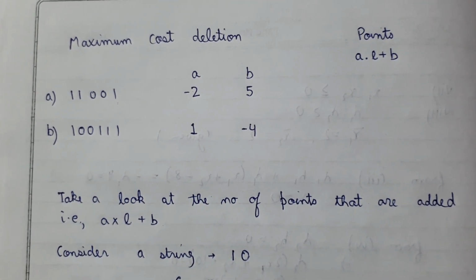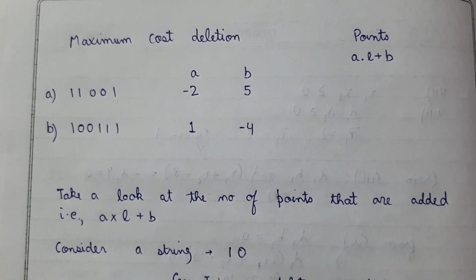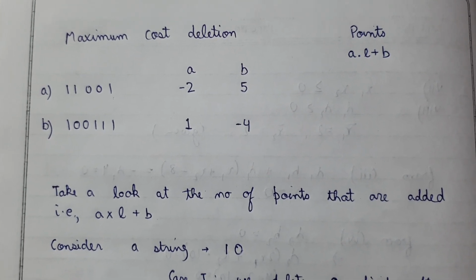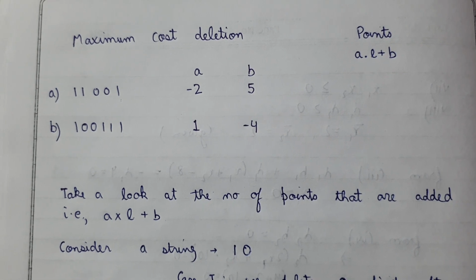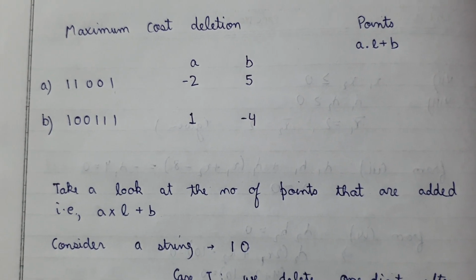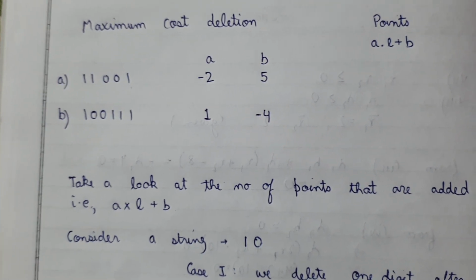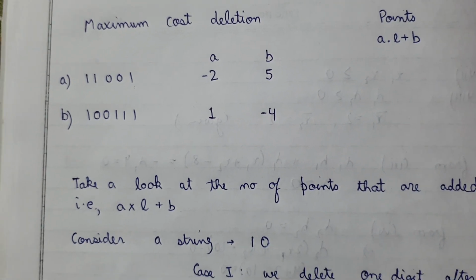Hello everyone. Today we will be discussing this problem, Maximum Cost Deletion, from Educational Codeforces Round 111. So this problem goes like this. We are given a string of zeros and ones, and we have to convert this string to length 0.